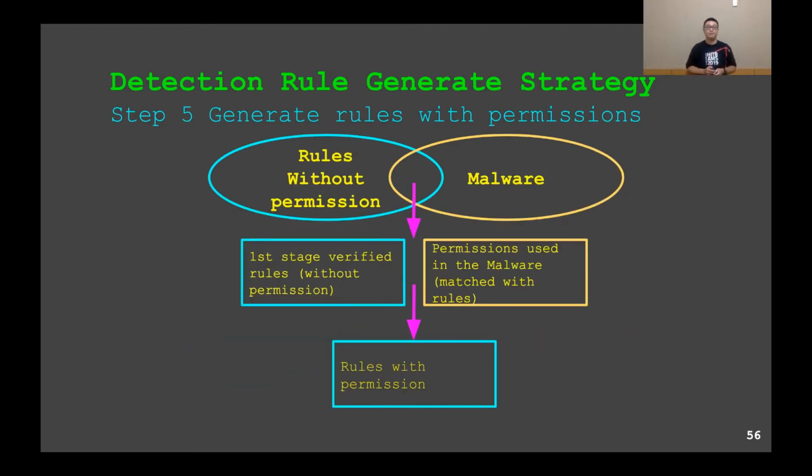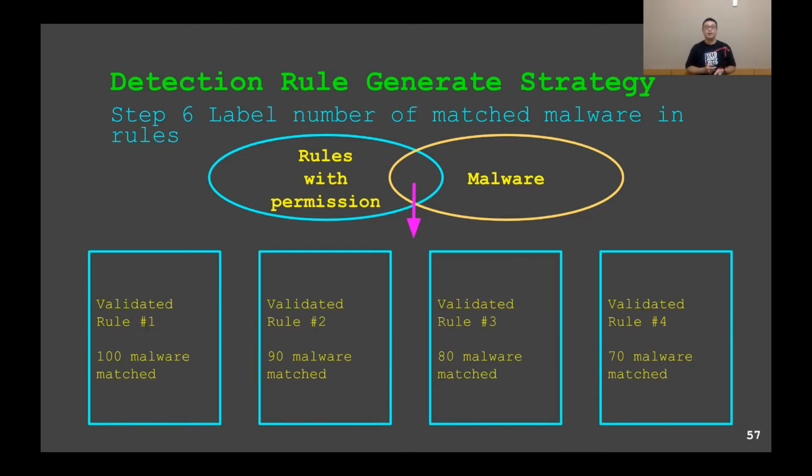And in step 5, we try to generate rules with permissions. So inside this intersection, we have first stage verified rules matched with malware. We then use the first stage rules and the permissions in the matched malware to generate rules with permissions, which are the second stage rules. And in step 6, we then use the Quark Engine, the full function version, to find again the intersection of the second stage rules, which have the permission information in, and the malware we prepared. We find the intersection of those two.